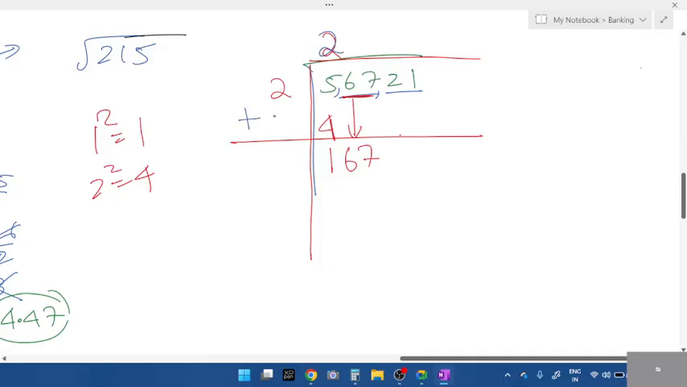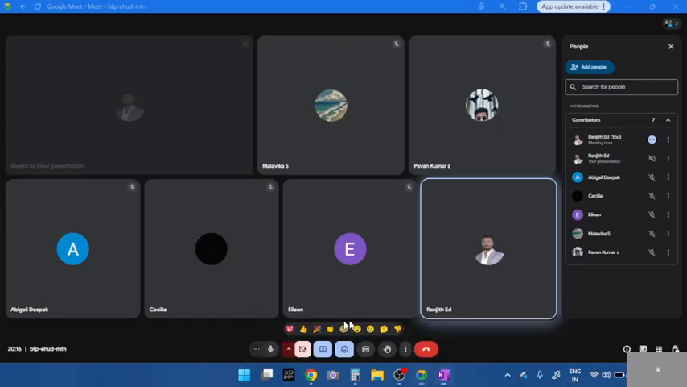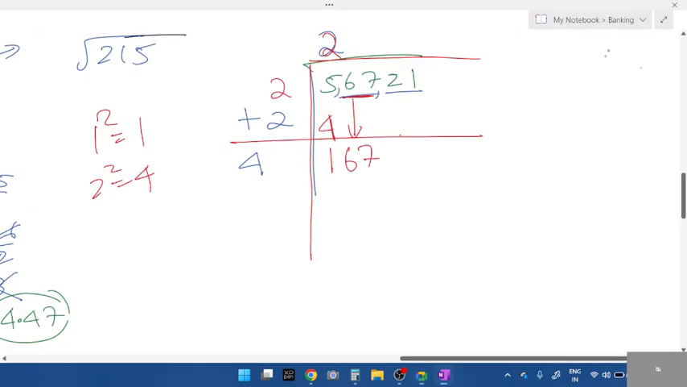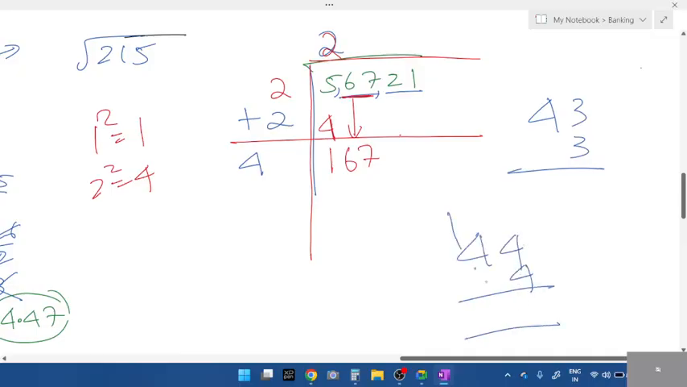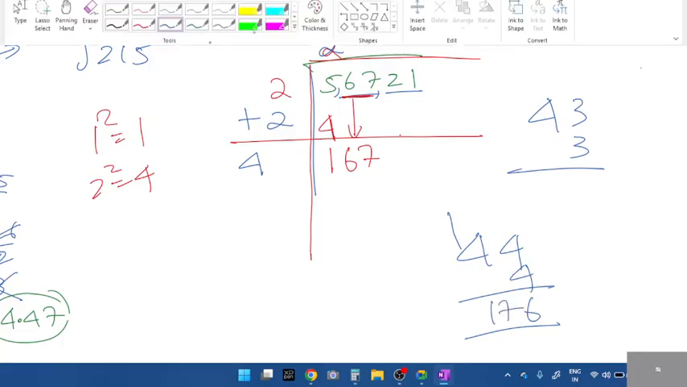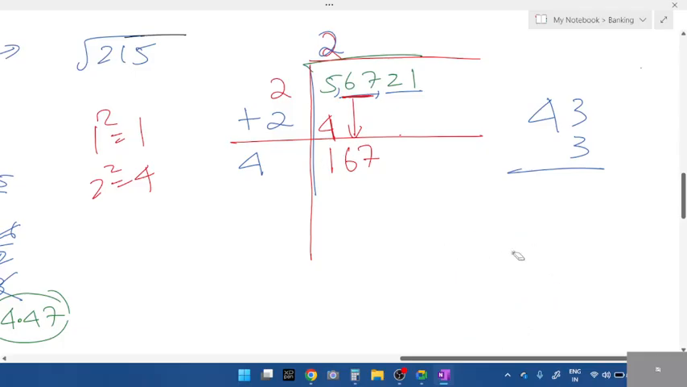What should I do here? 2 plus 2. What is 2 plus 2? 4. What number should I add next to 4, students? See, what number should I add and multiply so that you get 167? Shall I add 3? Let us check for 3 and 4. Okay, first we'll check with 4. 4 4s are 16, 4 4s are 16, 176. Should I take 4 or 3? Tell me the value for 3. 3 3s are 9, 3 4s are 12.